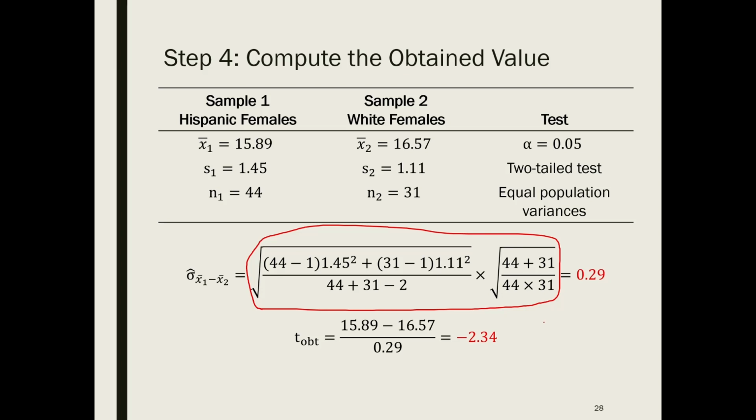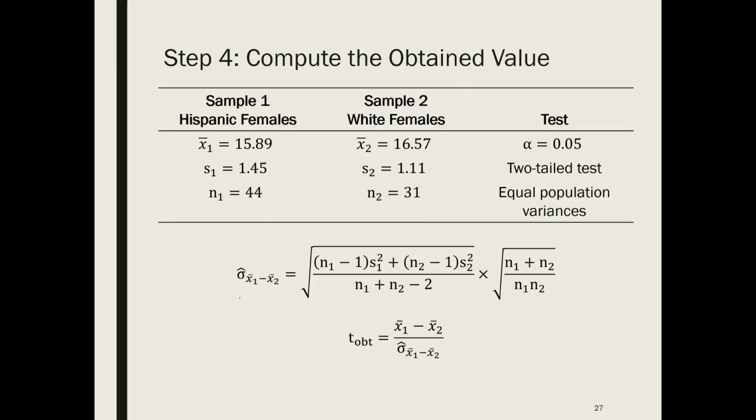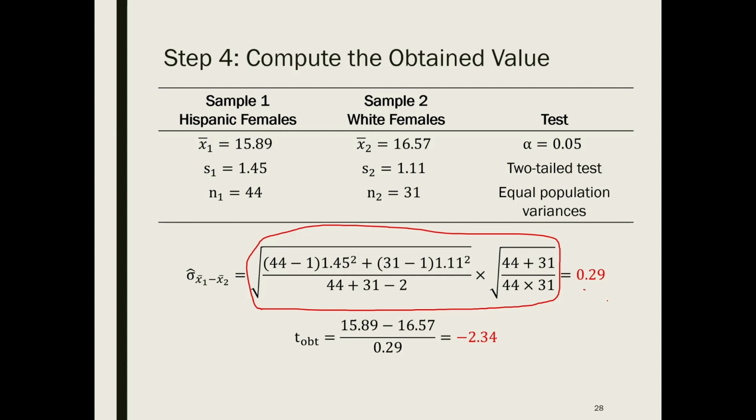Okay, so what you will have is the estimated standard error as 0.21. You just have to carefully calculate this part to get 0.29, and the t obtained will be the very first mean minus the second mean, divided by the estimated standard error. You will get the t obtained as negative 2.34.